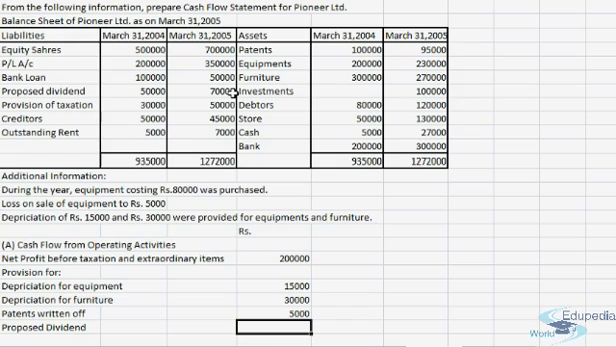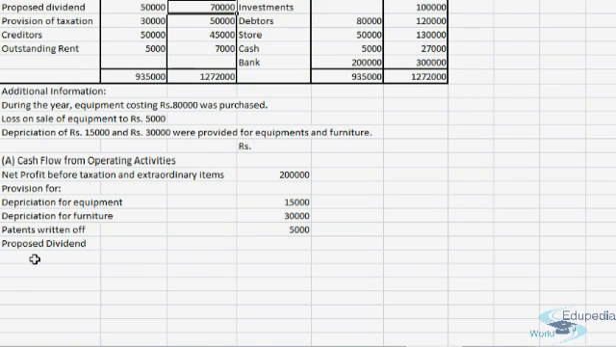And one more thing you should know is, if we propose 50,000 for 2004, the amount would be paid in 2005. So in 2005, 50,000 would be the dividend paid, and this would be incorporated in the cash flow. And if we have to prepare the cash flow for 2006, then this 70,000 would come in 2006, not in 2005. Okay, hope you understood.